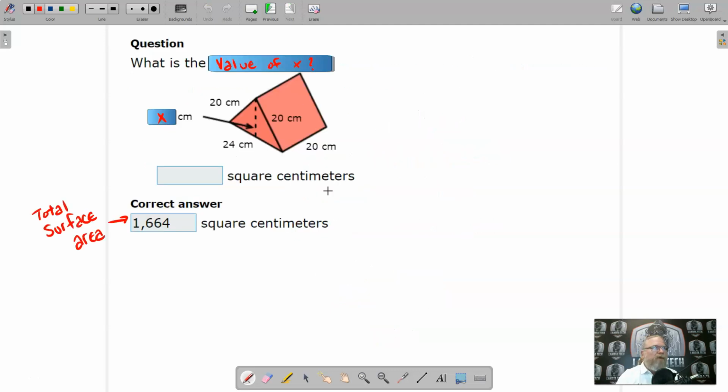Okay, for the next one, I did not come across a problem that gave you a triangular pyramid, or triangular prism, sorry, that gave you the length or the surface area and then gave you a missing value. So I figured I'd throw this in and make one up just in case you come across something like that.